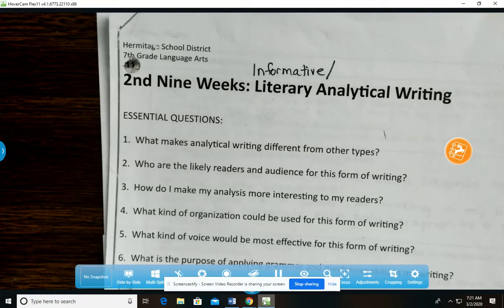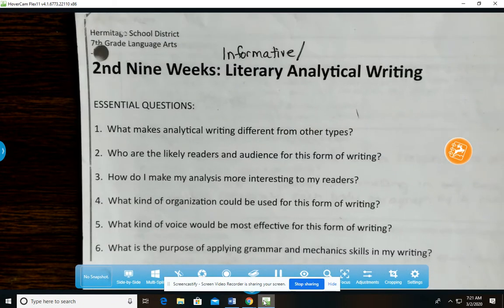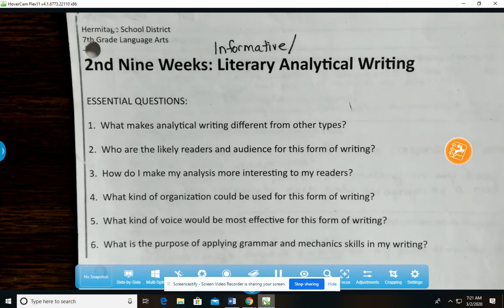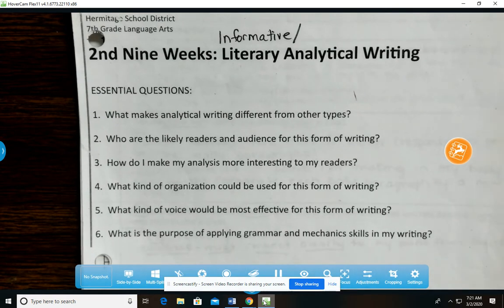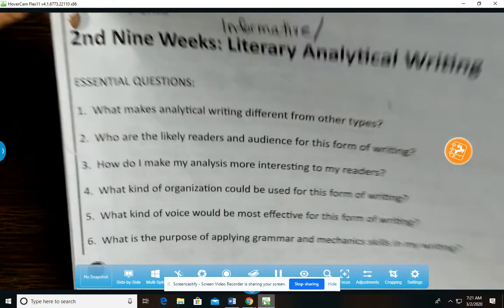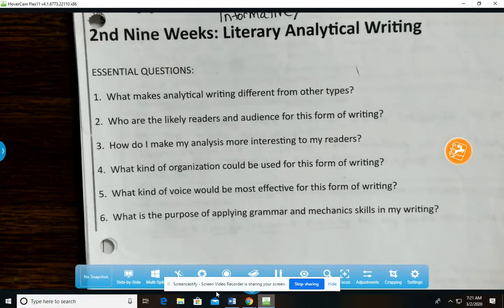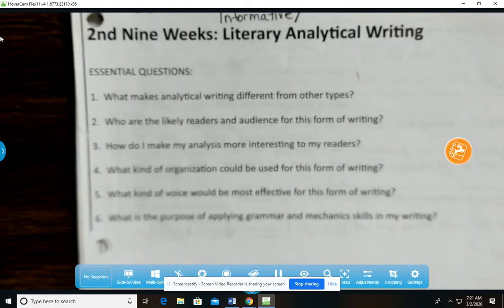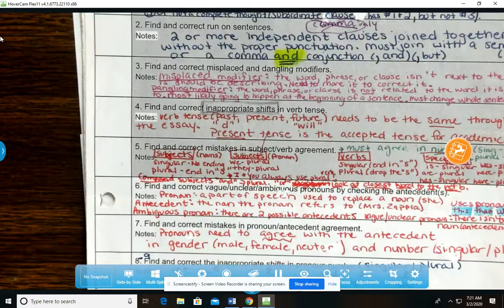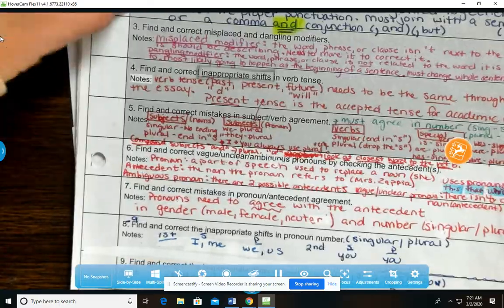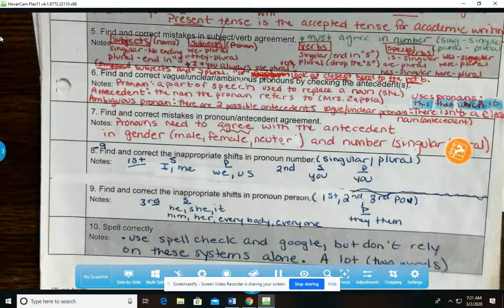Hello. Today we're looking in the informative literary analytical writing packet, and we're going to look at essential question number 6. What's the purpose of applying grammar mechanics skills in my writing? We're in the packet in the convention section, and we're on conventions 8-9. I'm going to be looking over the notes from the old packet. If you don't have them down, please make sure you get them down.